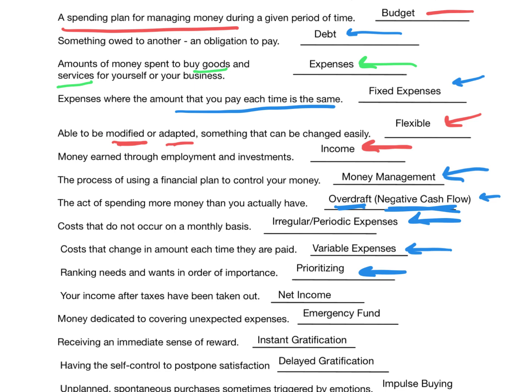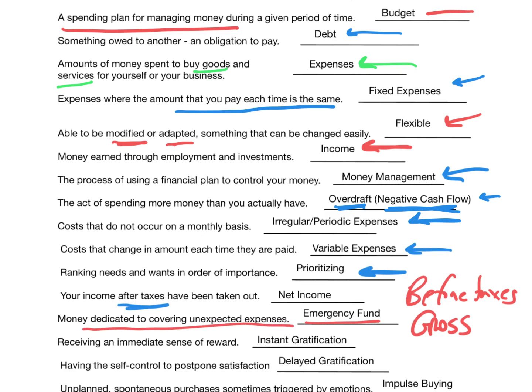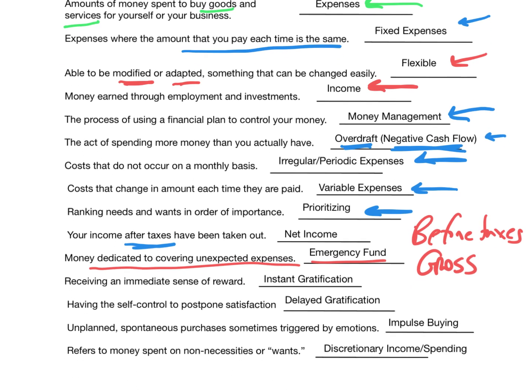Your income after taxes is known as your net income. Your income before taxes are taken out, before taxes, that's known as your gross income. You should always have an emergency fund, money dedicated to covering unexpected expenses.